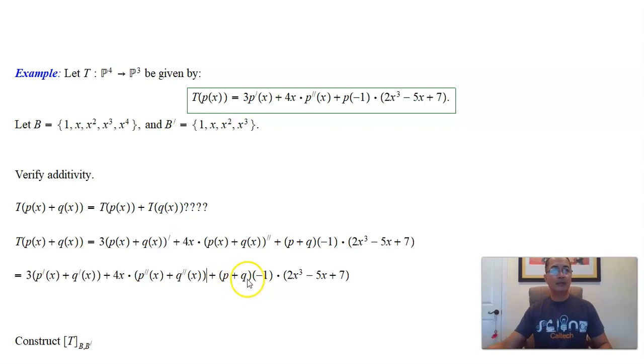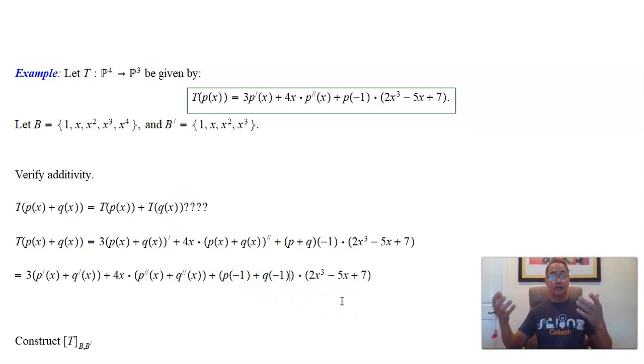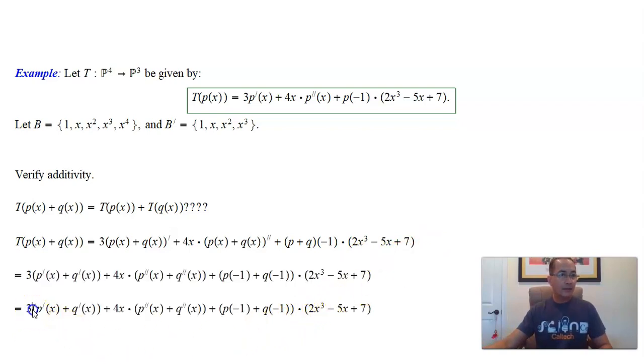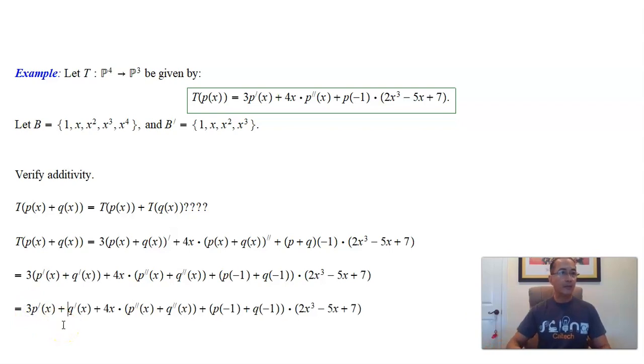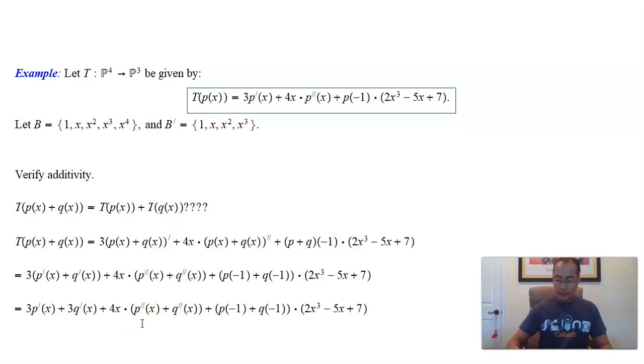Okay, what is the meaning of P plus Q at -1? You plug in -1 into P and into Q, and you add the answers to get the sum of 2 functions. Okay, and it looks like the rest of it is the distributive property. Okay, so copy one more time. And we get 3P prime plus 3Q prime. Okay, and then over here, this 4x will distribute. So 4x times P double prime plus 4x times Q double prime.